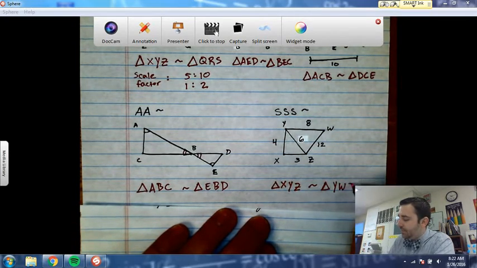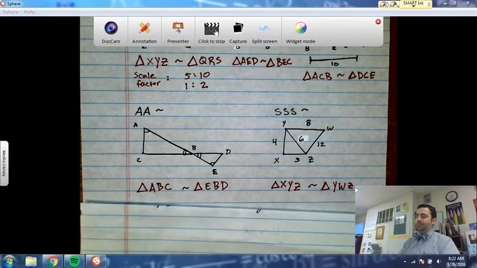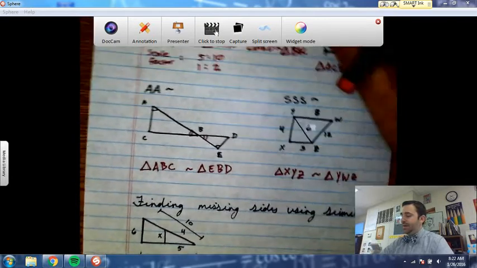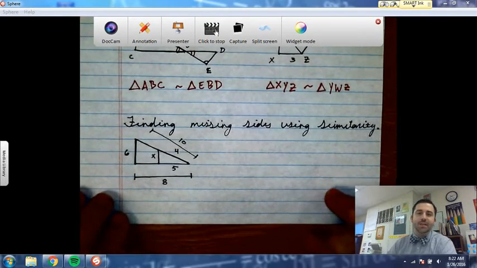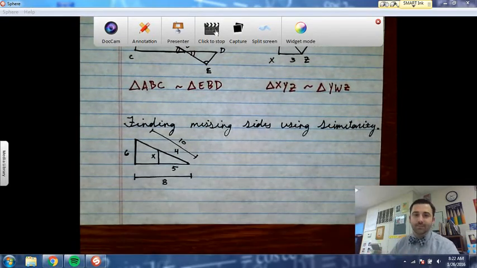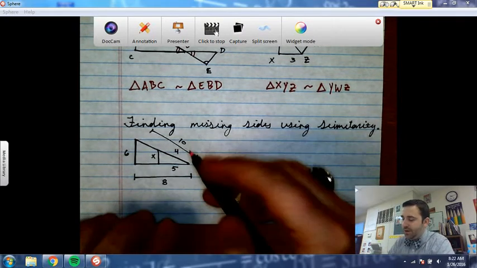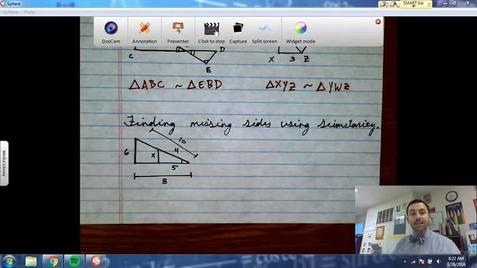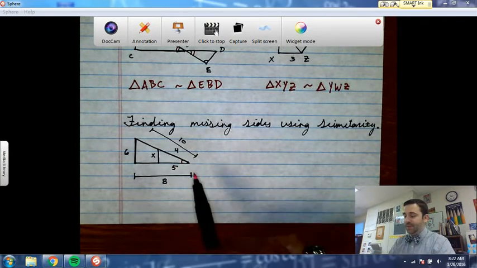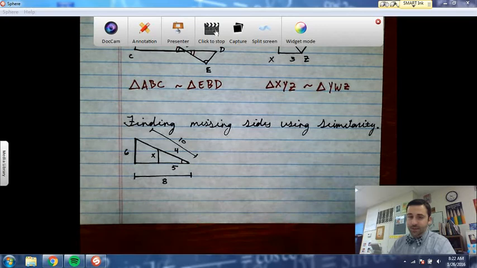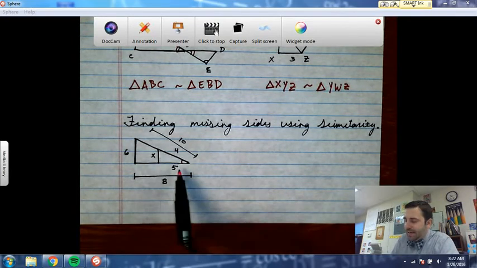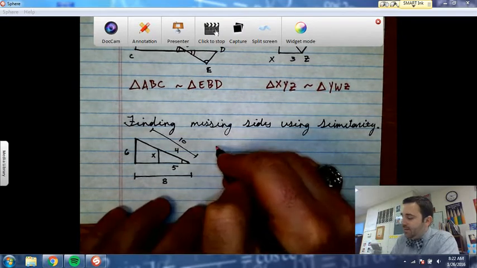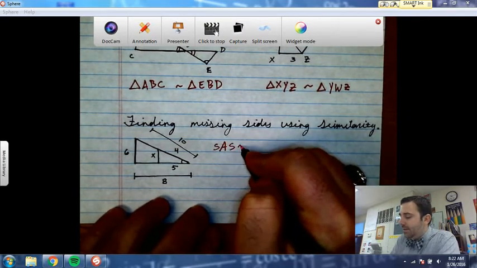Now let's say that we are given some information and I want to find more information. Looking at this example, we know that this angle exists in both of them, so congruence is reflexive, which tells me that this angle is congruent to itself. Notice how 5 and 10, 8 and 4 are both similar. So now I have side, angle, side similarity for these two triangles.